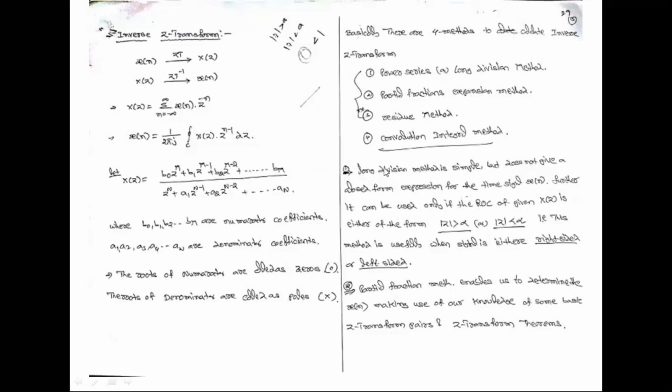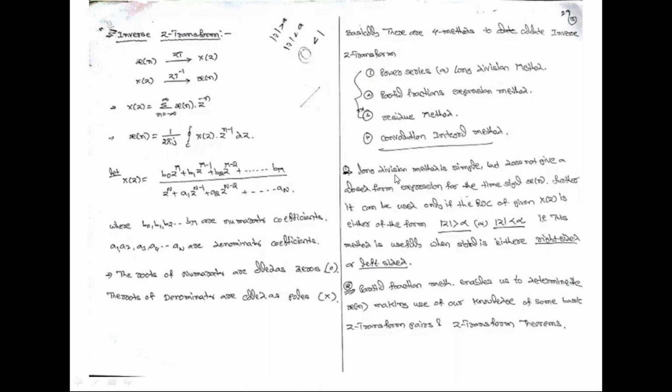Because it is a Z transformation, you can use the convolution in the discrete domain also. It is not an integral method; the integral we are using for the continuous. There are four methods we are using to find the inverse transformation for the given function X of z. The four methods are the power series or long division method, the partial fraction expansion method, the residue method, and the fourth one is the convolution integral method.